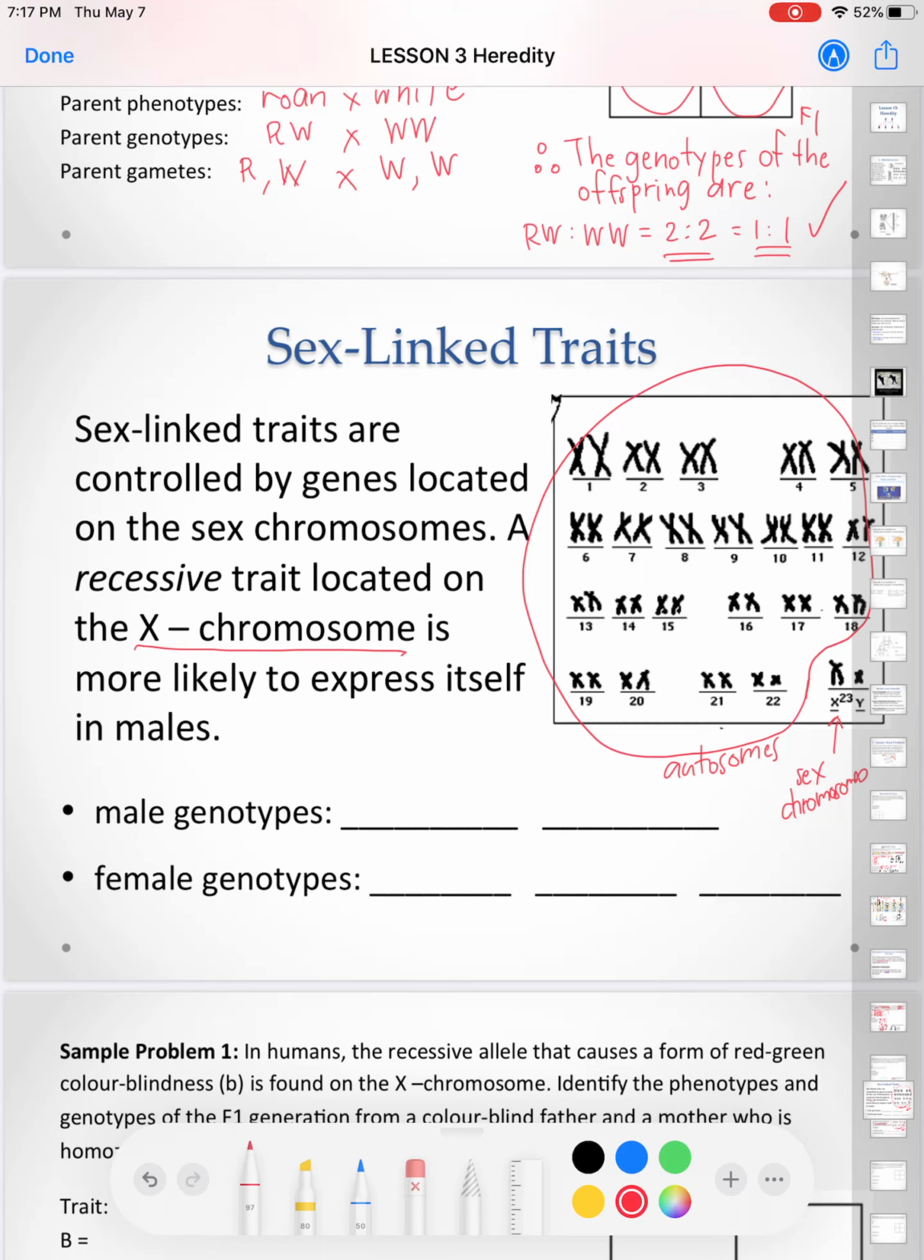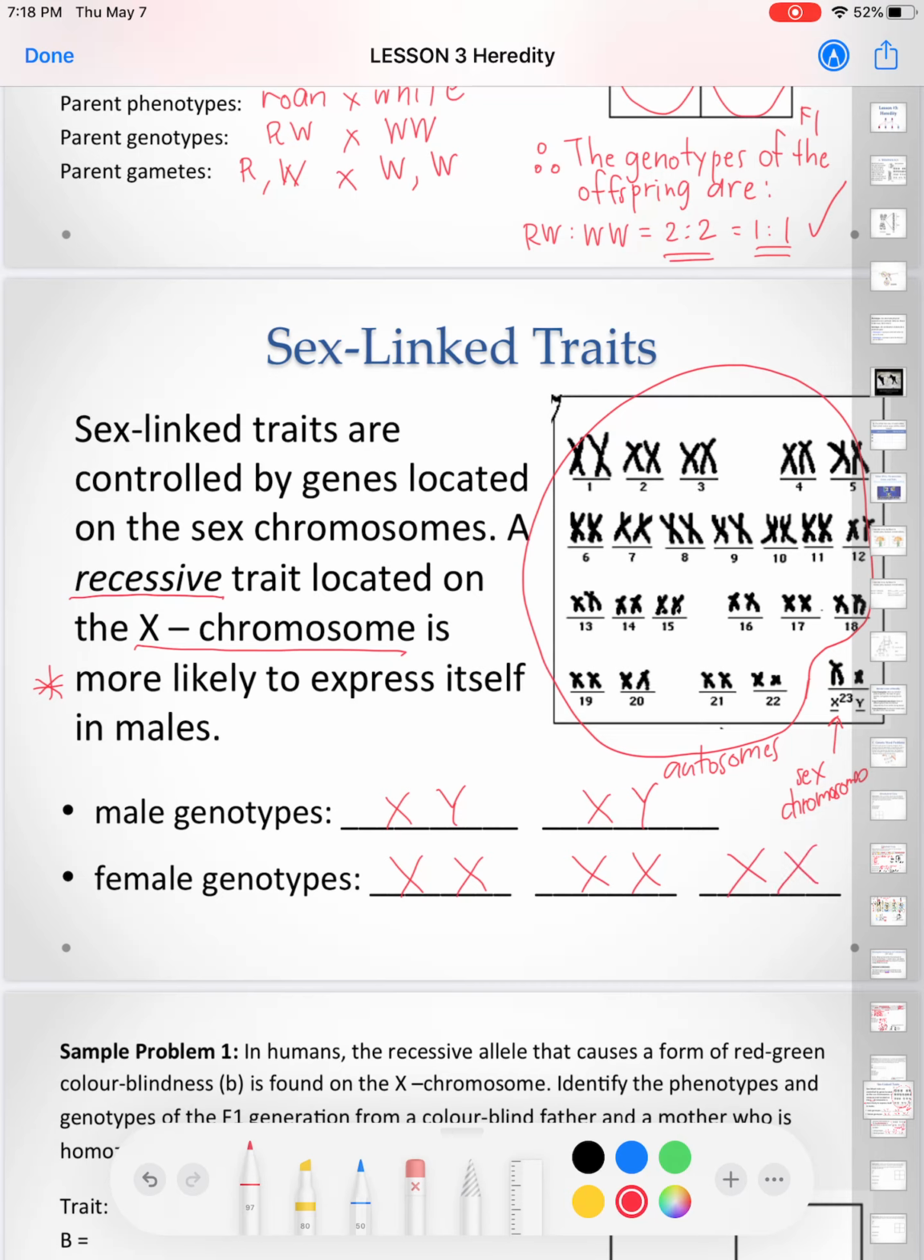So if we're looking at a sex-linked trait that's on the X chromosome, not the Y chromosome, and it happens to be recessive, we're going to find a tendency for this X-linked trait to be more expressive in males. Okay, so let's take a look at why that's the case. For males, remember we talked about how they have an X and a Y in those karyotypes, and females have an X and an X. So let's just put these in.